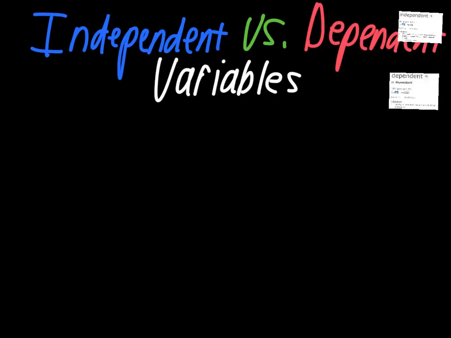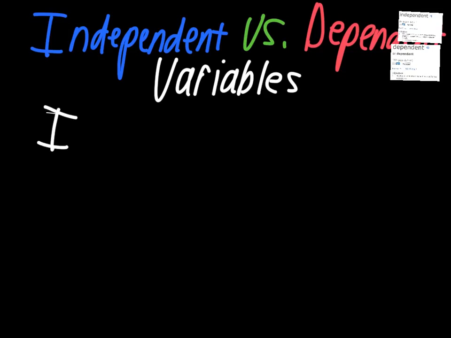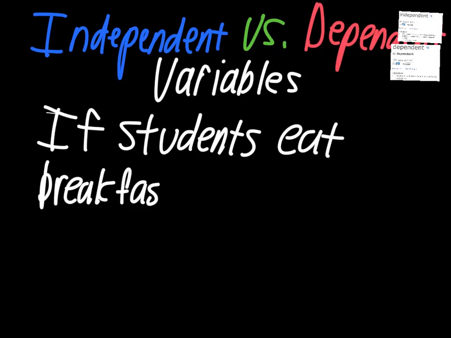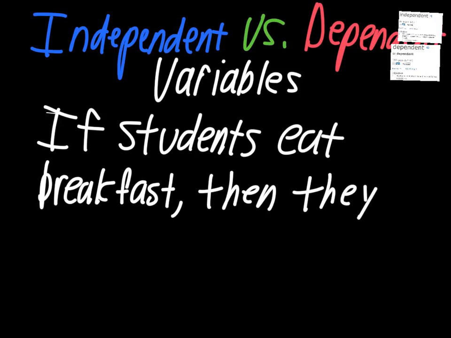To give you a simple example of a hypothesis that you might have to go through and analyze the independent and dependent variables out of, we'll take a look at a simple experiment that I could do with all of you in class tomorrow if we decided to. So we would maybe come up with a hypothesis that says, if students eat breakfast, then they will earn better grades.